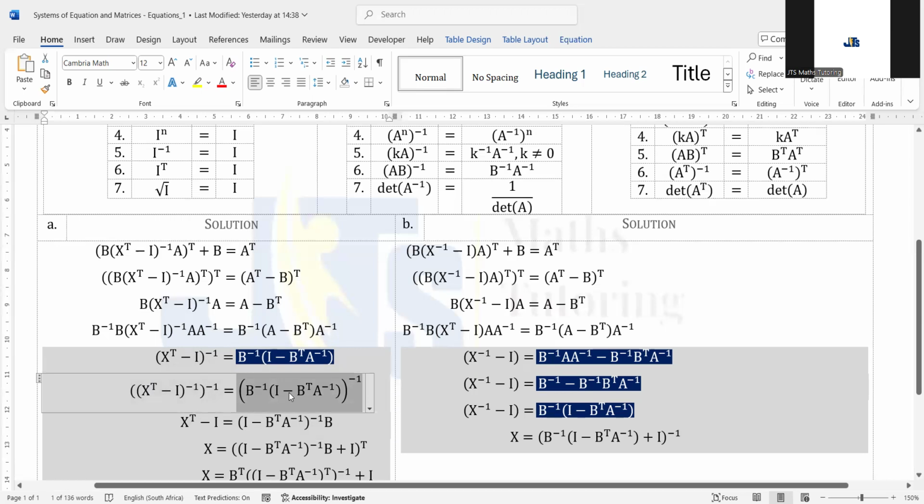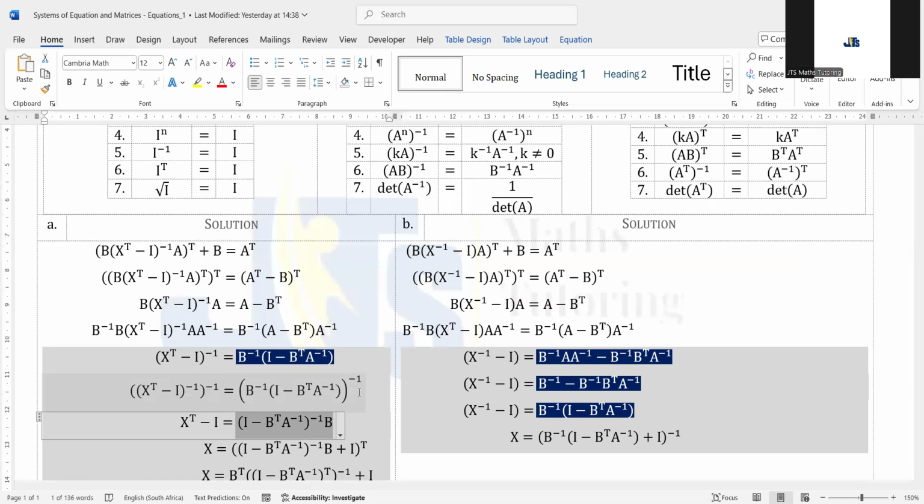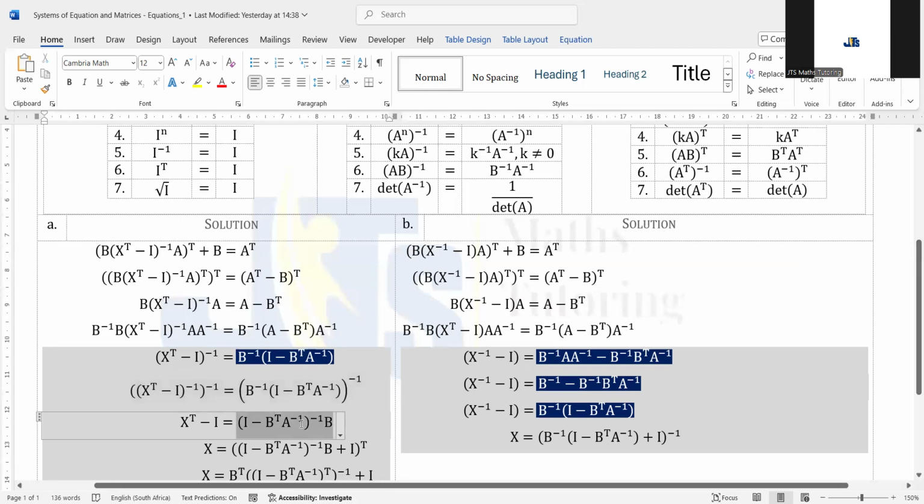Okay, beautiful. Right, and you can see what has actually happened right here. I've taken advantage of that. When you take the inverse of a product of matrices, it's just as good as taking the product of those individual inverses, but in reverse order. This is exactly what has happened right here. That's why you see it is no longer B inverse, but it's now B. Okay, beautiful. All right.